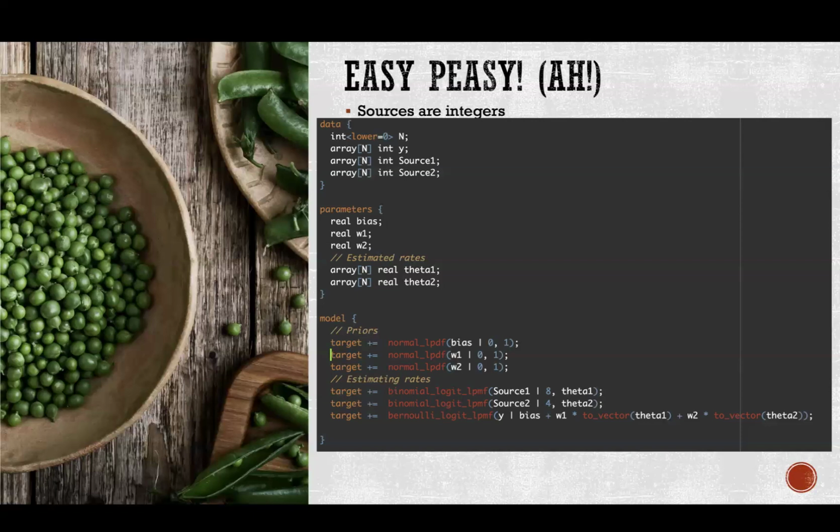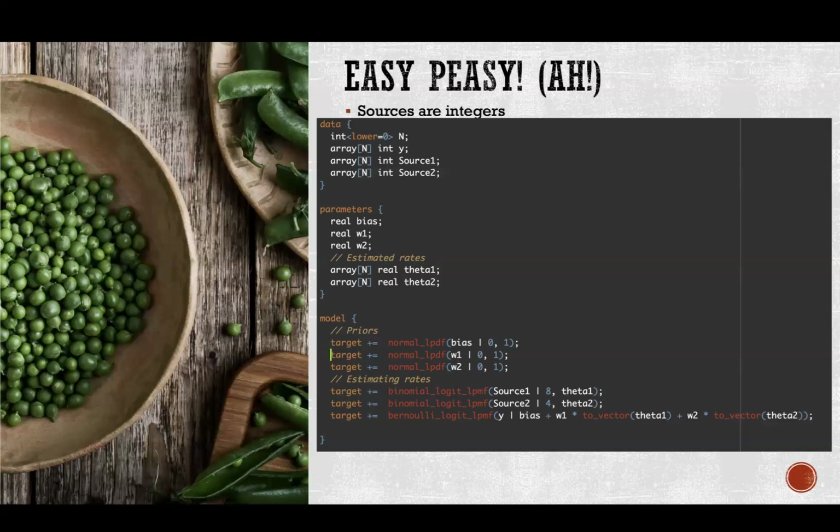That means that for each of the values in source 1, Stan will estimate a distribution of theta 1s. At every row, a different distribution. For every value of source 2, Stan will estimate an underlying rate, right? A full distribution for each number in source 2.